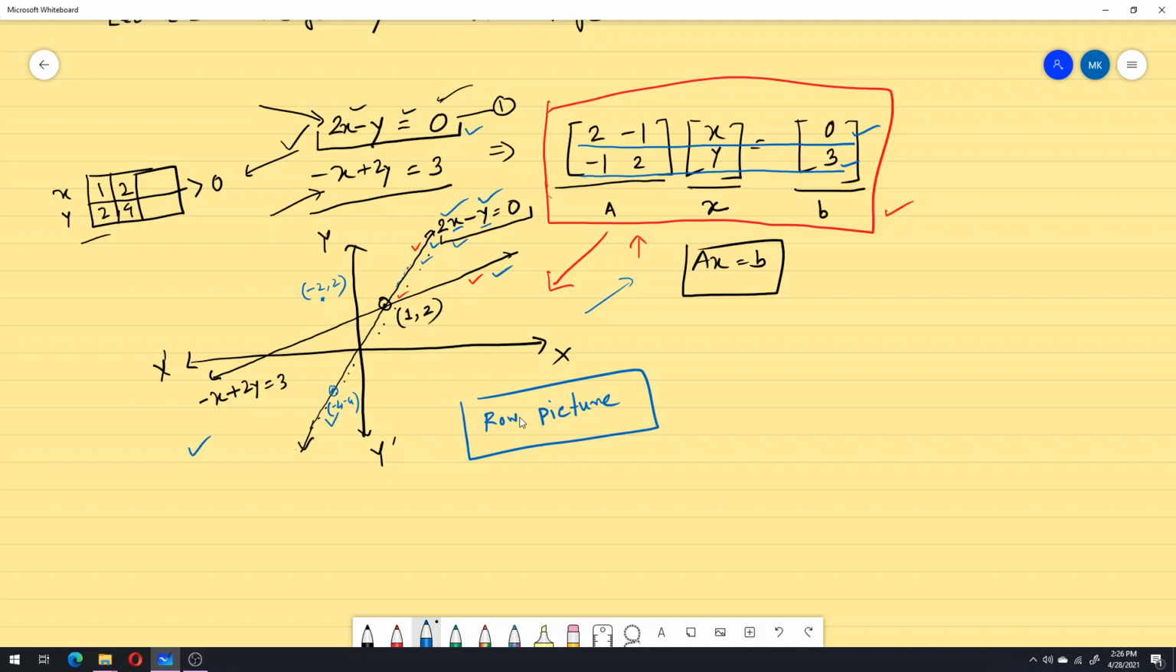Okay. And the second takeaway here is that if you work at the row level, you will get the row picture of any linear system of equations. Okay. So I think this row picture concept is clear. Now we would work at the column level. Okay.